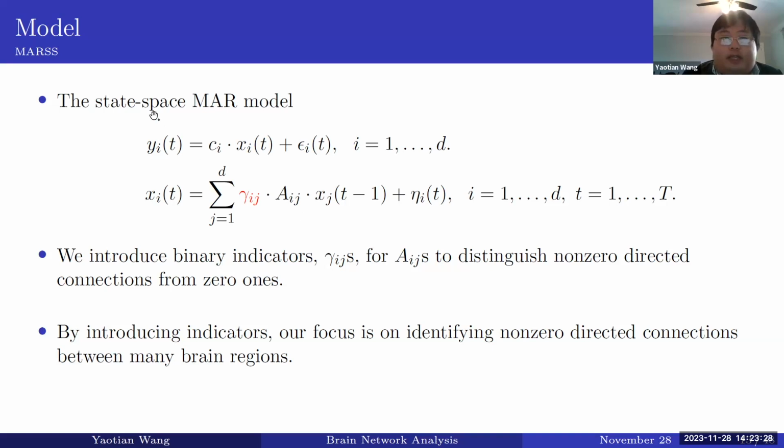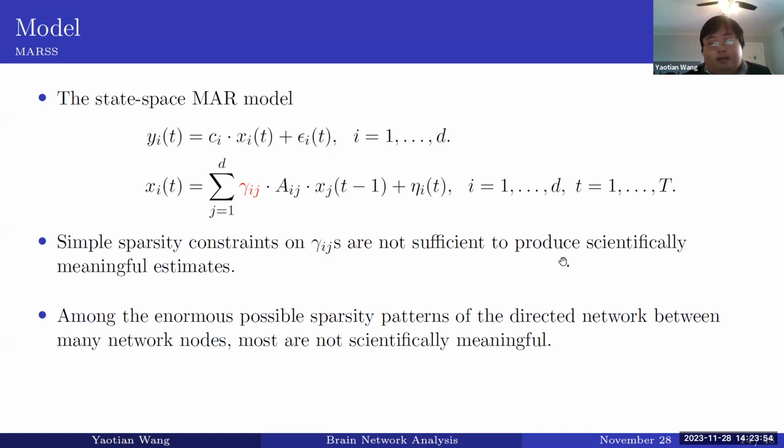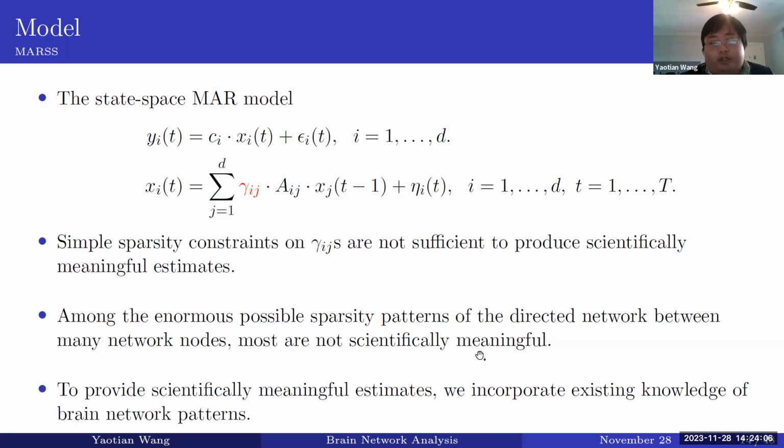And typically, to solve such a high-dimensional model, we can impose sparsity constraints on the binary indicator. However, simple sparsity constraints are not sufficient to produce scientifically meaningful estimates in our case. This is because we have many network nodes, so there are enormous possible sparsity network patterns among these network nodes. And among these network patterns, most of them are not scientifically meaningful. But we want to have scientifically meaningful estimates, so we propose to incorporate existing knowledge into our model.